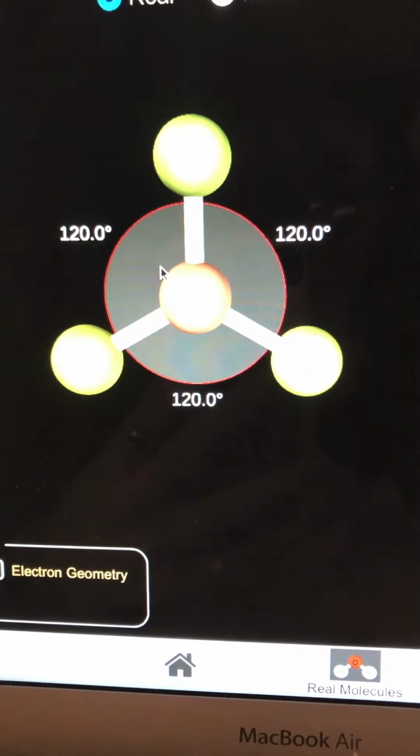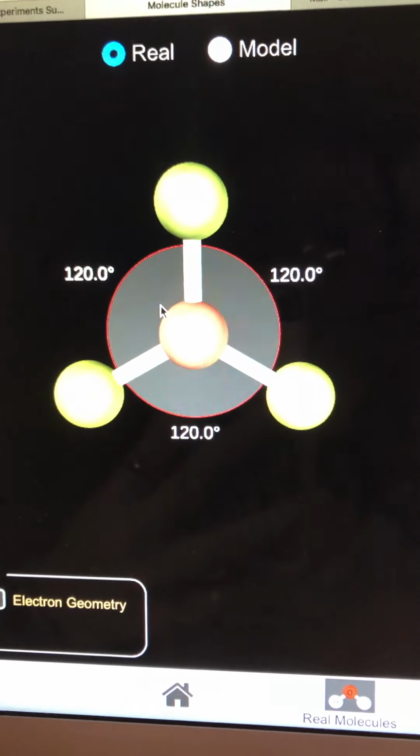So that is the molecular geometry and the Lewis structure of BCl3, or boron trichloride.